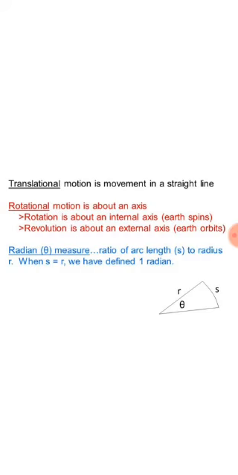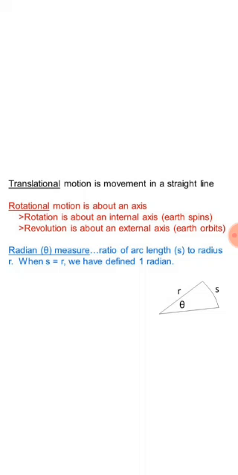A translational motion is a movement in a straight line, and rotational motion is about an axis. Rotation is about an internal axis, meaning the earth spins, and revolution is about an external axis, meaning the earth orbits.